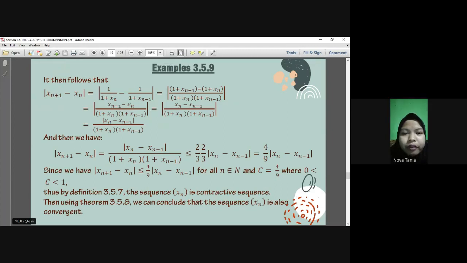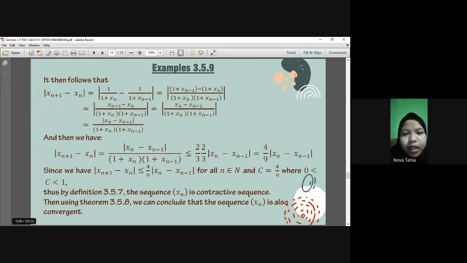It then follows that the absolute value of x_{n+1} minus xn is equal to the absolute value of 1/(1 + xn) minus 1/(1 + x_{n-1}), which is equal to the absolute value of (1 + x_{n-1}) minus (1 + xn) over (1 + xn)(1 + x_{n-1}). It is equal to the absolute value of (x_{n-1} minus xn) over (1 + xn)(1 + x_{n-1}). It is equal to the absolute value of (xn minus x_{n-1}) over (1 + xn)(1 + x_{n-1}).